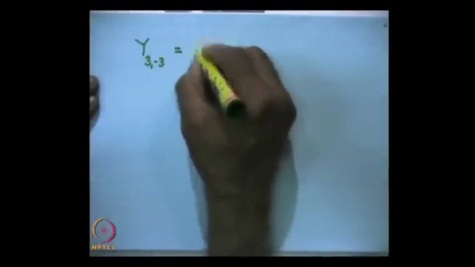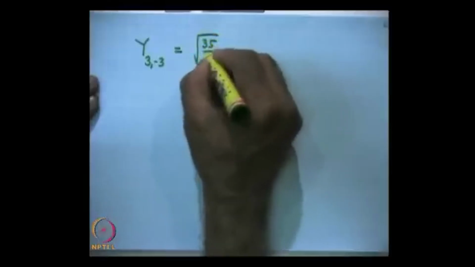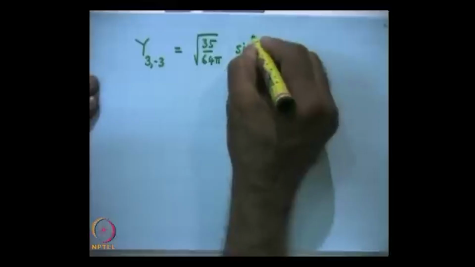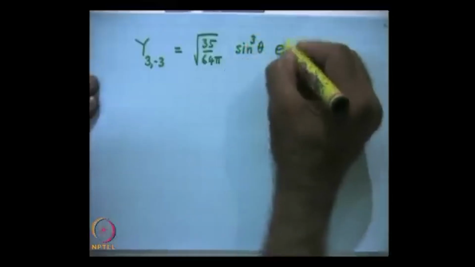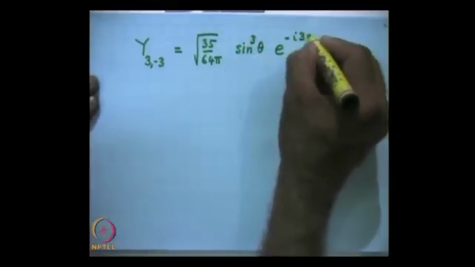However, if L is 3, then one can show that Y 3 minus 3 is equal to 35 by 64 pi sine cube of theta e to the power of minus i 3 phi.